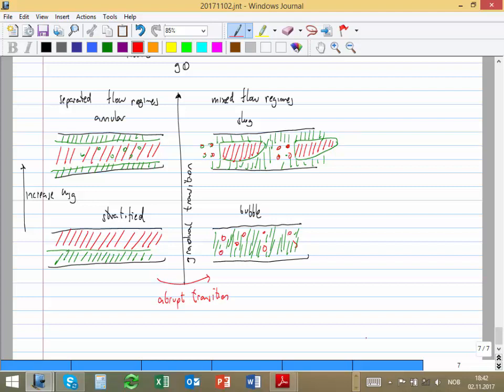Okay. Now, what defines this transition? Basically, inside these two fluids, we have some forces acting on the gas and on the liquid, forces that are stabilizing, separating, and forces that are dispersing, that are trying to shear these two fluids. So we'll say the transition and the occurrence of flow patterns is dictated by a force equilibrium on the phase.